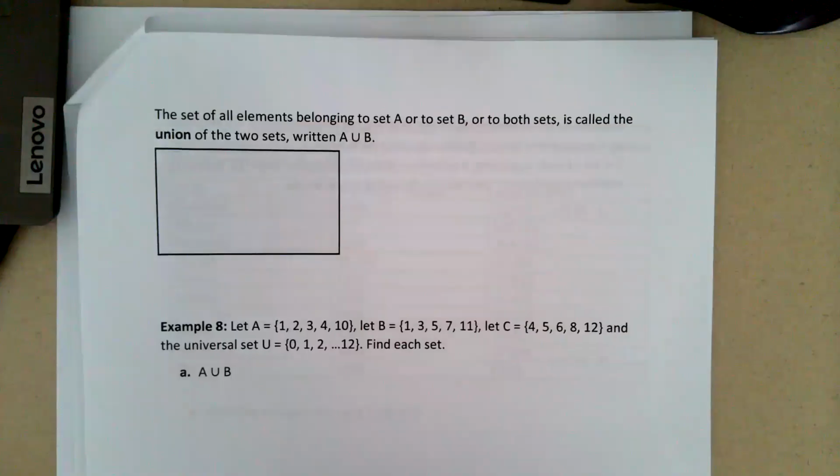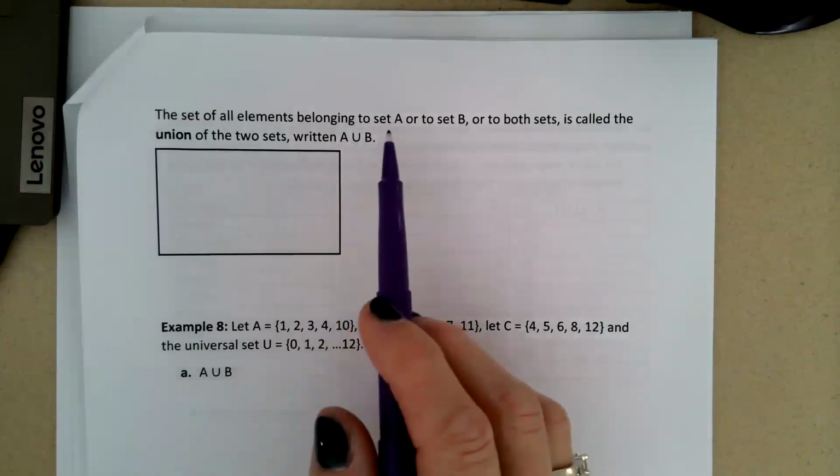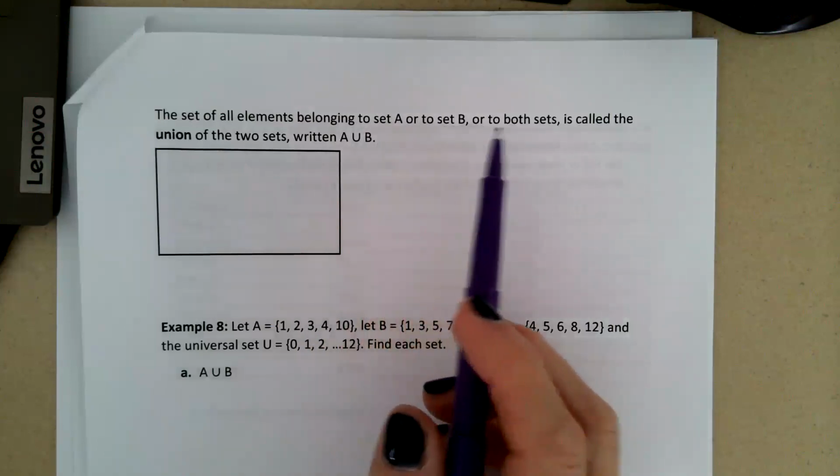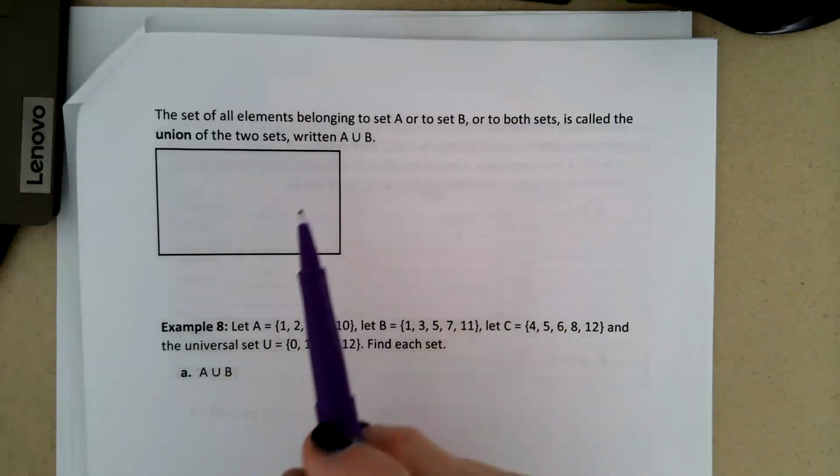So we've talked about the intersection. Now let's talk about the union. The set of all elements belonging to set A or to set B or to both sets is called the union of the two sets, written A union B.